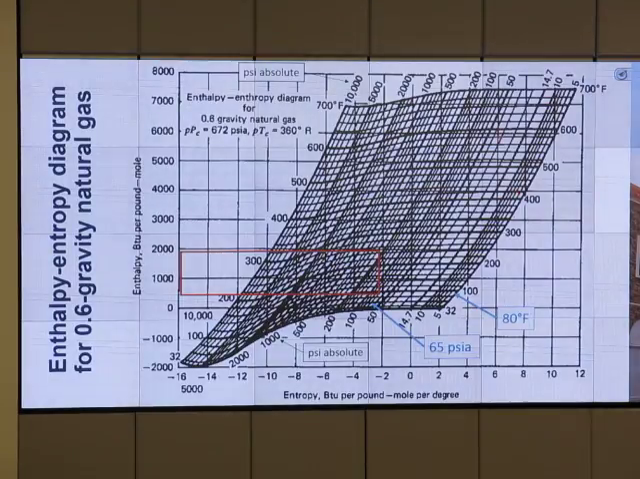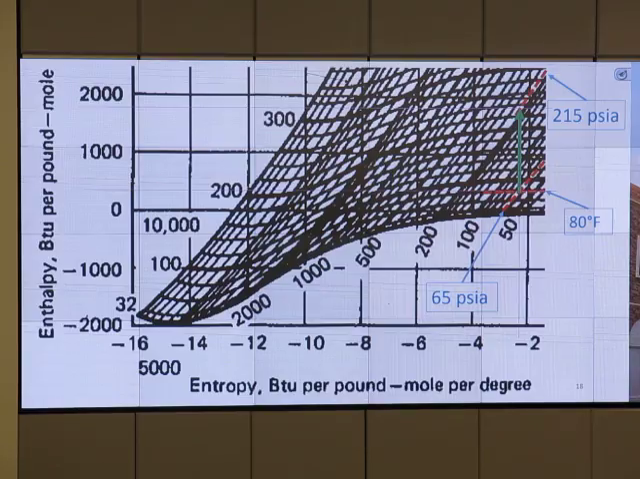Let's go back. This is a graph that you will get in the exam, so it may be difficult to read. You draw the 80 Fahrenheit line, that's the 80 Fahrenheit line, and you have the 65 psia line. That cross is your initial condition.